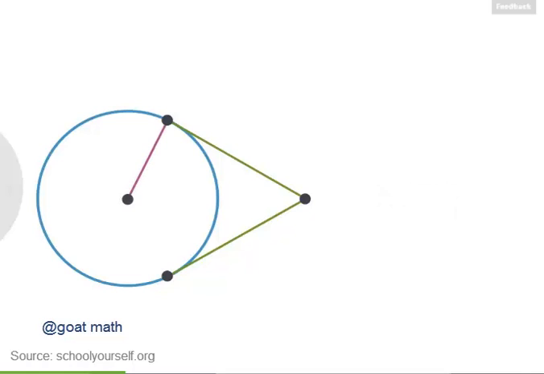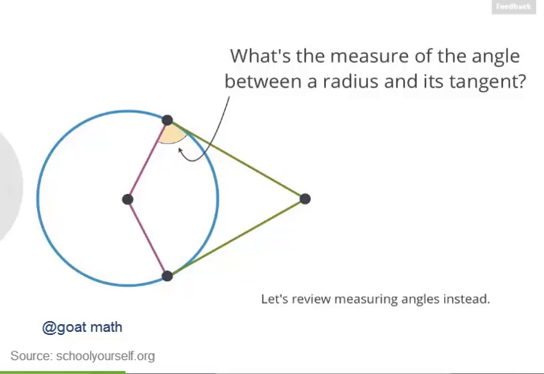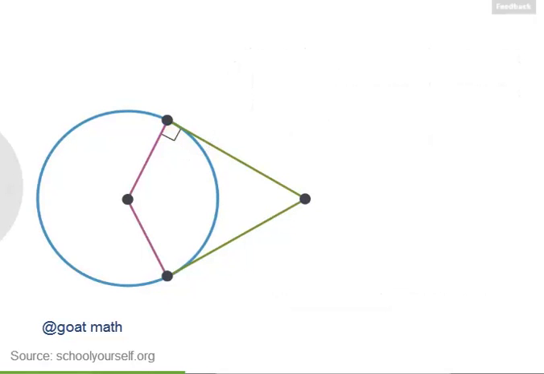First, let's draw in the radius that goes to this point up here and the radius going to this point down here. Take a look at this angle up here between the radius and its tangent line. What's the measure of this angle? Excellent. This angle measures 90 degrees. Radii and their tangents are always perpendicular and intersect to form right angles. And so the angle between this radius and its tangent also measures 90 degrees.